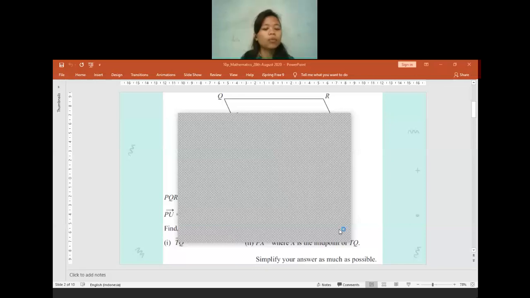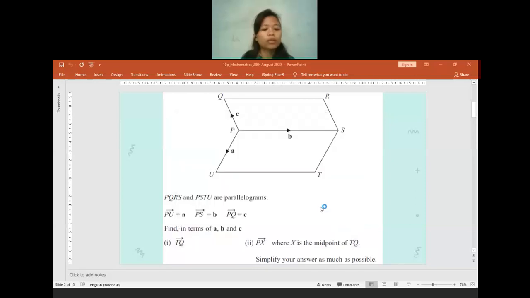Anyone want to try to find the TQ? It means we start from T and then finish at Q. So which way do I have to choose? Yeah, it's TQ. Is the screen already visible or not yet? It's visible, right? Yeah. For this question, you have to find the vector TQ.